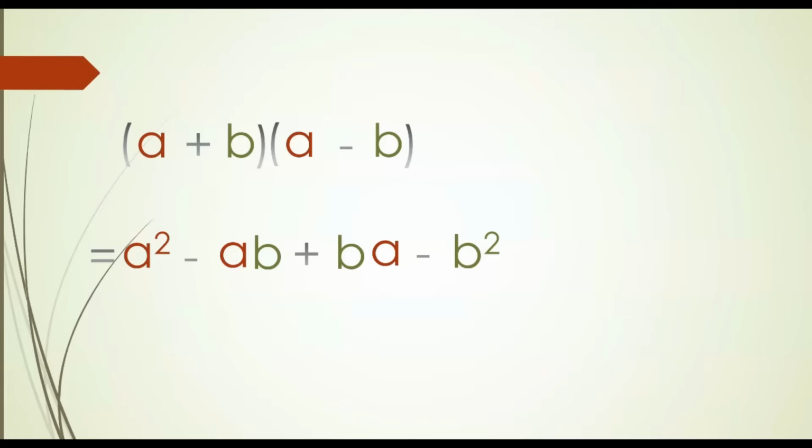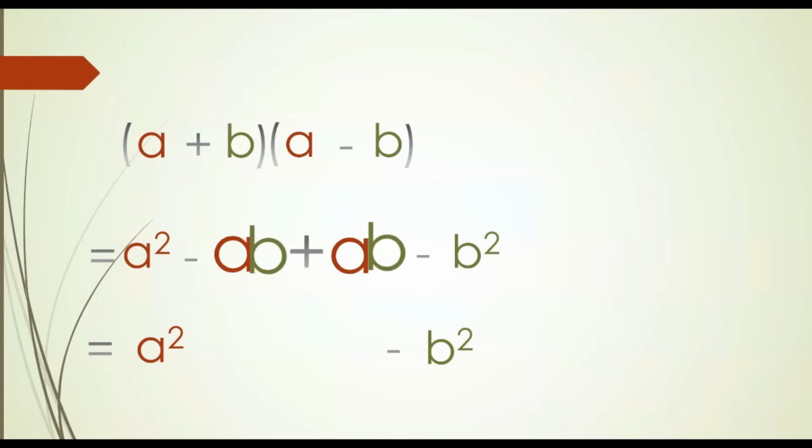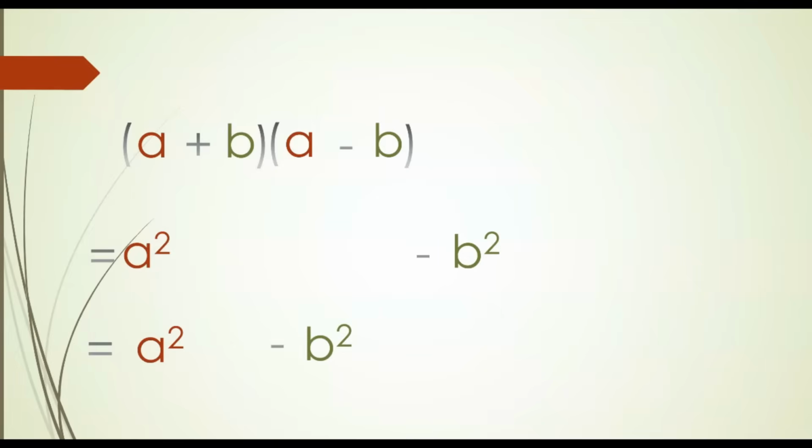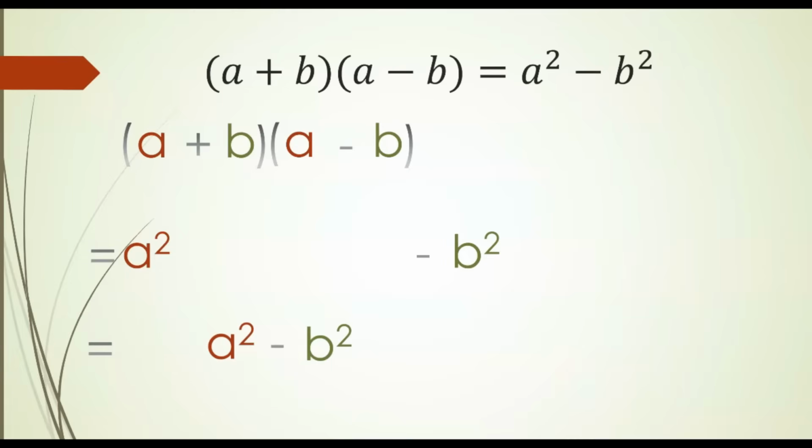Now as usual, I will write the a square and b square, a square minus b square, as it is. And let's see what's happening between minus ab and plus ba. As usual, ba can be written as ab. Now it is minus ab plus ab, and they get cancelled and go off. A square minus b square is what you finally get. Therefore, a plus b times a minus b is nothing but a square minus b square.